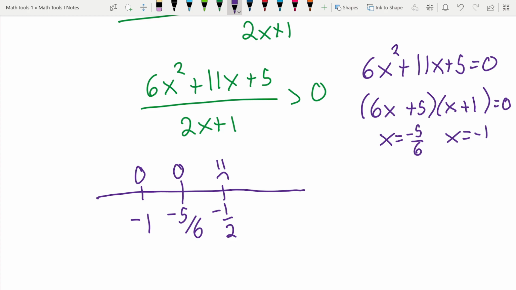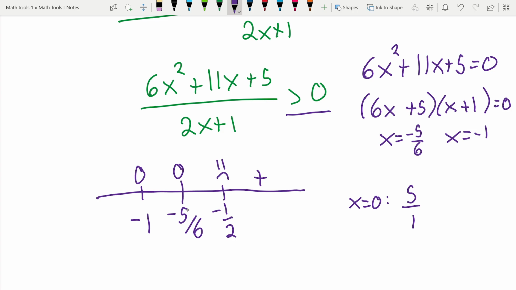So now we need some test numbers. So we'll do f of 0. Actually, we didn't even call this a function, right? So f doesn't really make sense. But anyway, if we just plug in x equals 0, this is going to be 5/1, which is positive. And remember, we're looking for the part where it's positive, right? Because it's greater than 0.